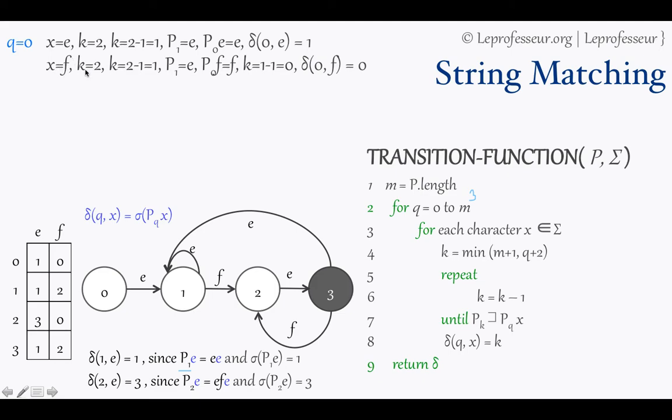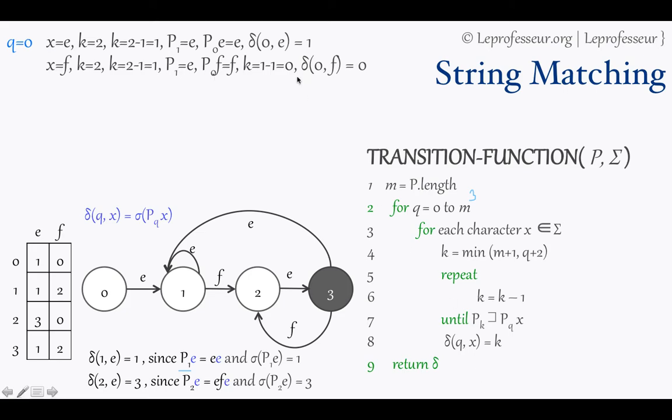Now let's take the next character in the input alphabet set, which is f. So x is f. We again go back to the loop 3 here. So k is 2, and then we decrease the value of k, and then we find p1 equal to e, p0f. So p0f is equal to f, because p0 is nothing, and f is f.